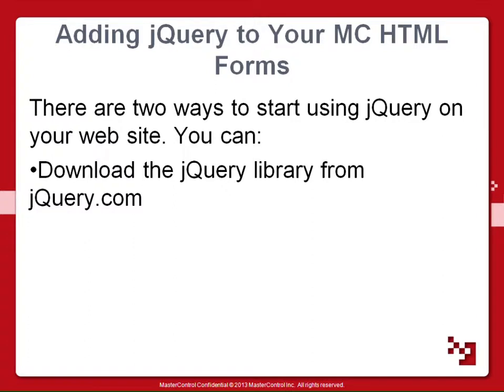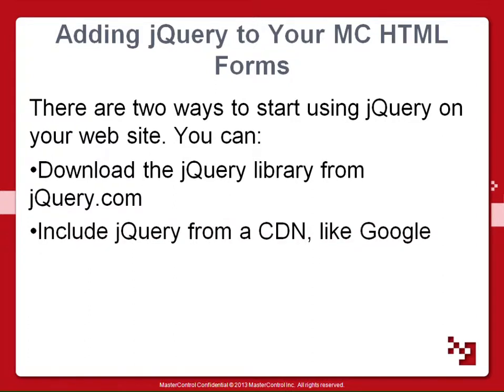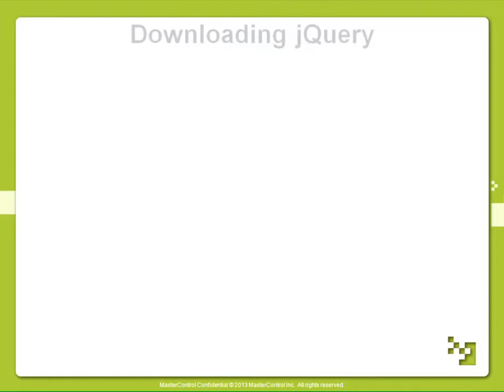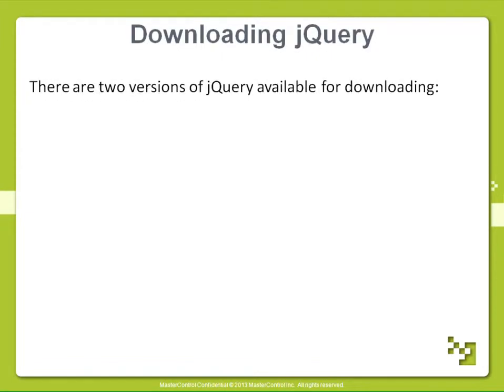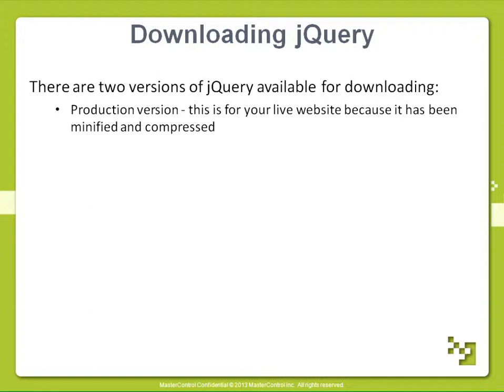The second is you can include jQuery from a CDN like Google. I'm going to talk about that here in a couple more slides, so bear with me. Okay, so downloading jQuery, as I mentioned, very easy. There are 2 versions of the jQuery library that you can download. There is a production version. This would be used for your live website.